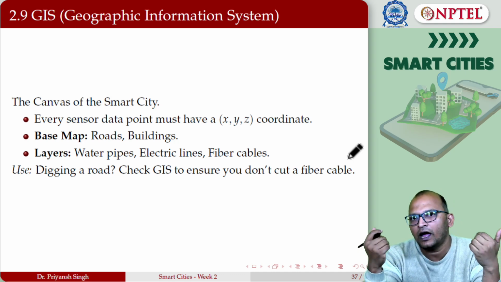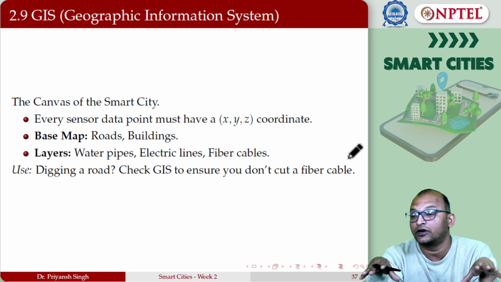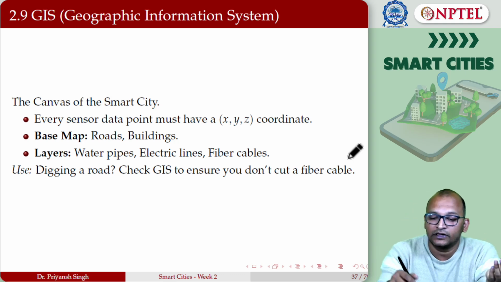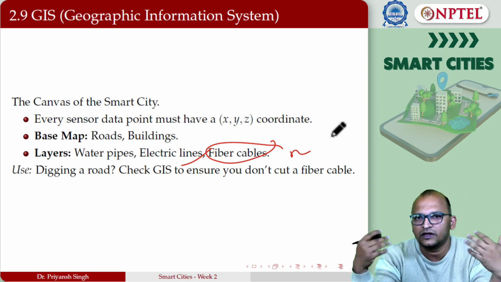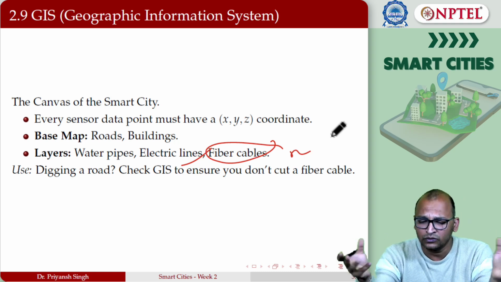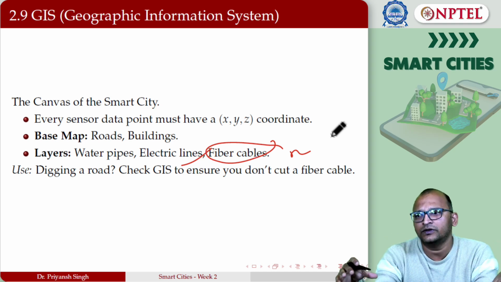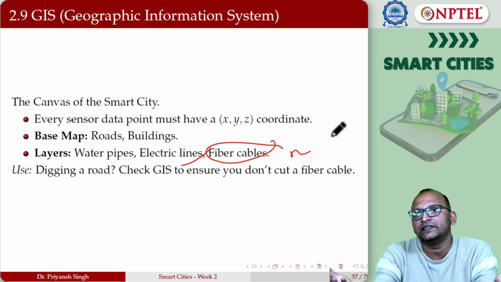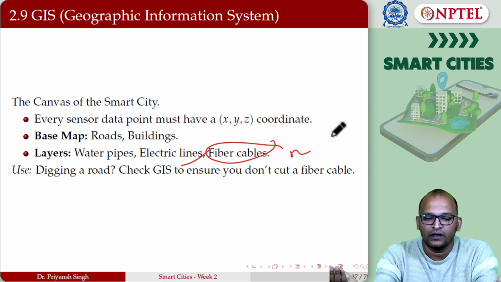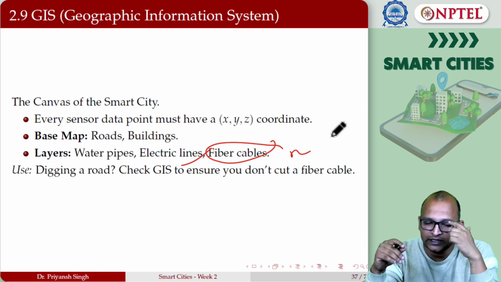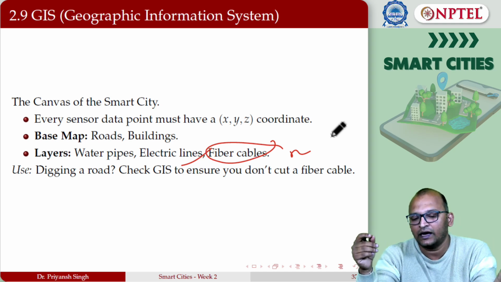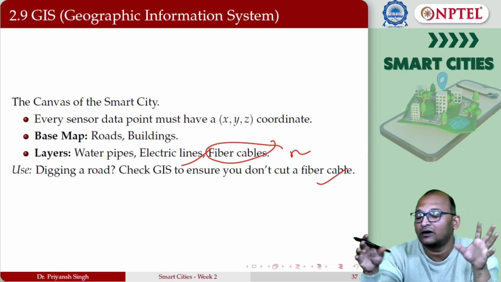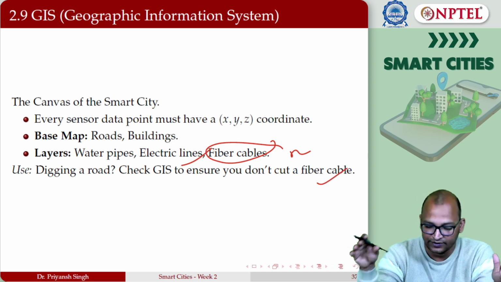And it also has different layers, like information related to the water pipes, the electrical lines, the fiber cables, or some other type of services. So this GIS map will have all the information. Based on the need, you can have this information right at your hand. For example, suppose you want to do some digging operation for a road. You can check the GIS and ensure that during this digging operation you are not cutting any fiber cable, and you are not disturbing water supply lines, etc.